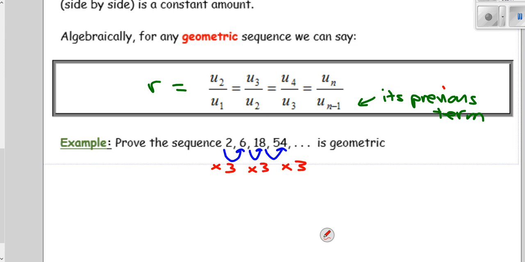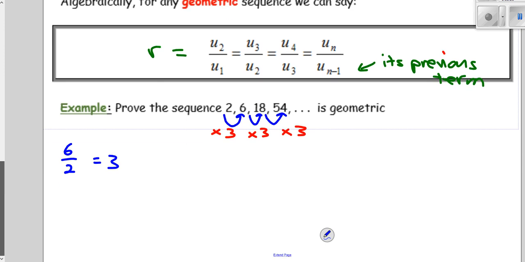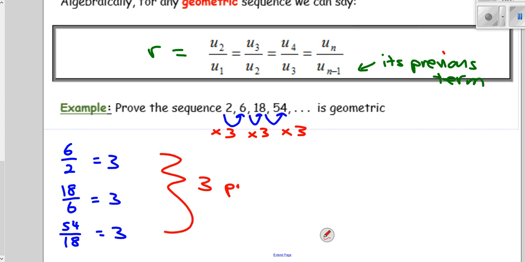So the common ratio, 6 over 2, for example, equals 3. Good, yep, 18 over 6 equals 3. And a third proof, 54 over 18 equals 3. So as we said, 3 proofs are enough. But 1 proof is probably not enough. You could always go more than 3 proofs, but at least 3 proofs.